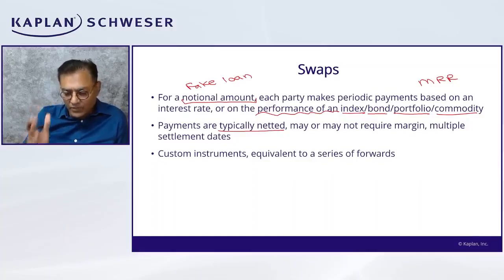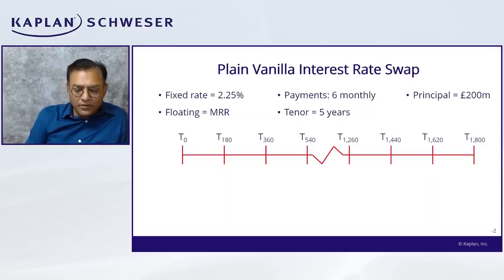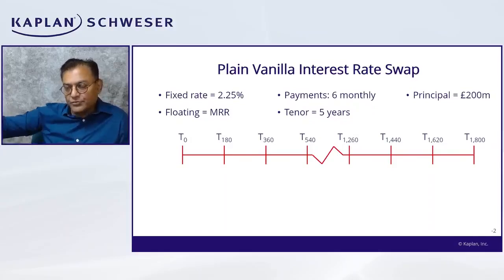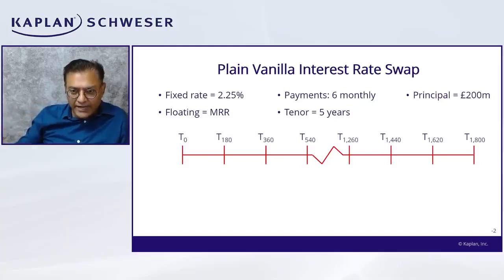A forward contract has one settlement. Swaps have multiple settlements. Now, the most popular swap contract is what is called a plain vanilla interest rate swap. In a plain vanilla interest rate swap, one party makes payments based on a fixed rate. The other party makes payments based on a floating rate. We will learn how to determine the fixed rate based on the currently observed spot curve of the underlying rate.